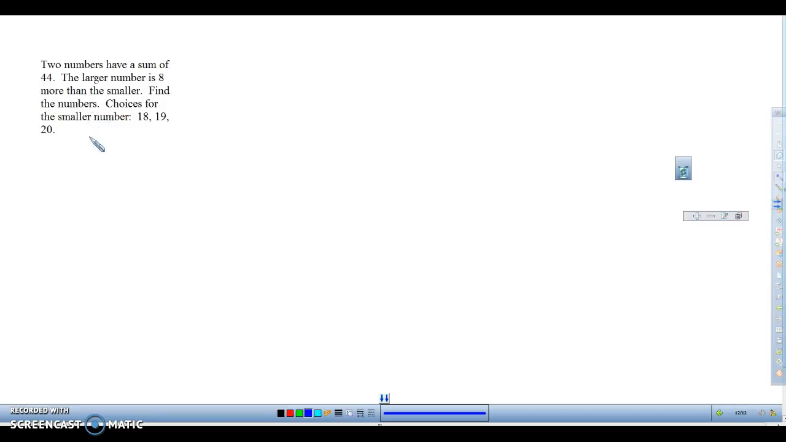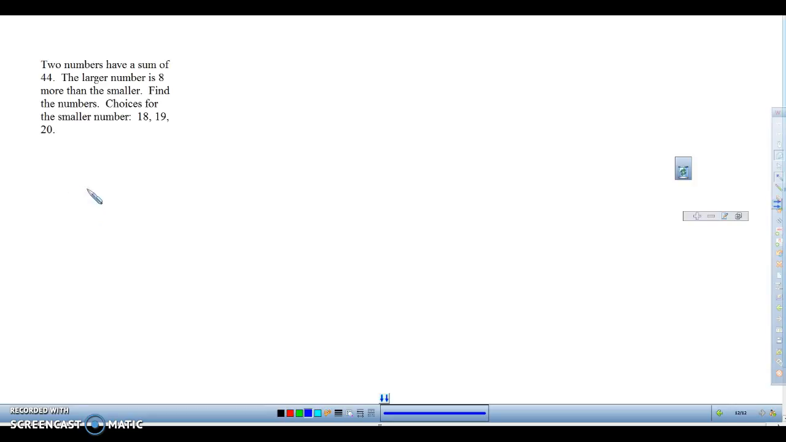Okay, this is the last problem I'm going to work with you. The rest of the packet you feel free to do on your own. They're definitely good practice for the quiz. And you can check answers with me at any time.